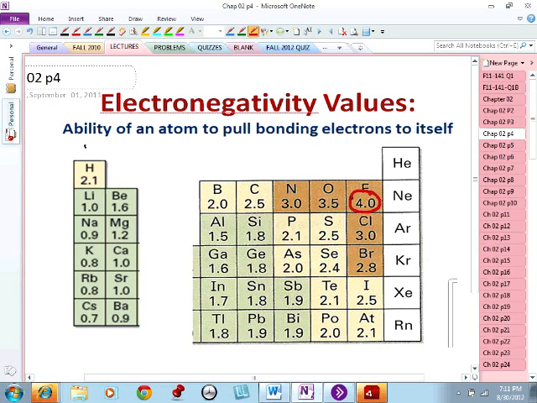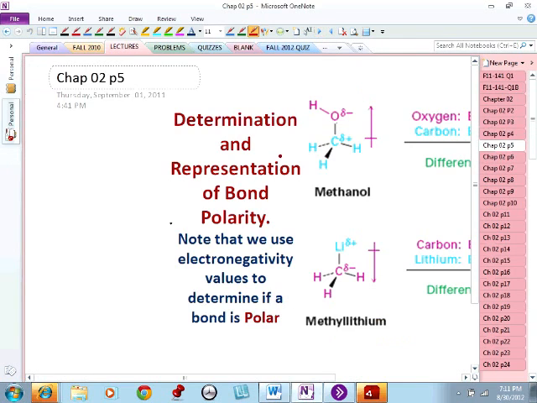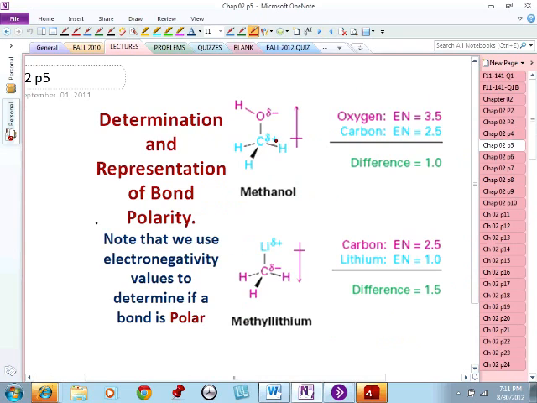Okay. Now, you could therefore determine whether a bond is polar or not, depending on the difference in electronegativity of the two atoms that are involved in the bonding. So, take for example this molecule here we call methanol or methyl alcohol. What do we have here? We have carbon bonded to oxygen, and that carbon is also bonded to 3 other hydrogens. Look at the electronegativity of oxygen, 3.5. Electronegativity of carbon is 2.5. The difference in electronegativity between them is 1.0.